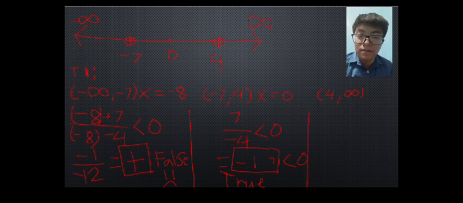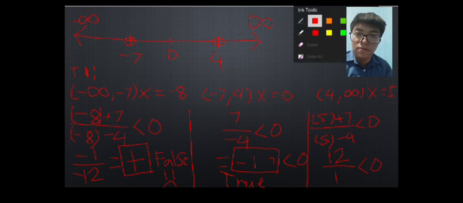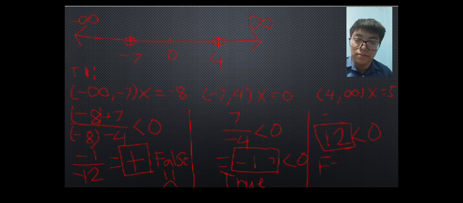For our third interval, positive 4 to positive infinity, let's choose 5 as our test value. So 5 plus 7 over 5 minus 4. That will become 12 over 1, and if we divide those, that will become positive 12.